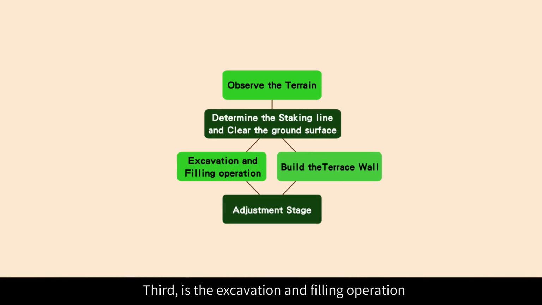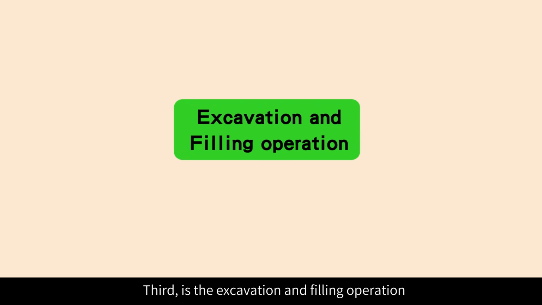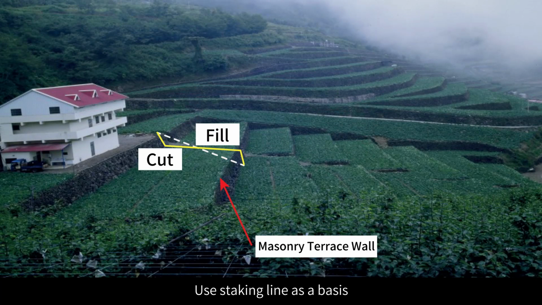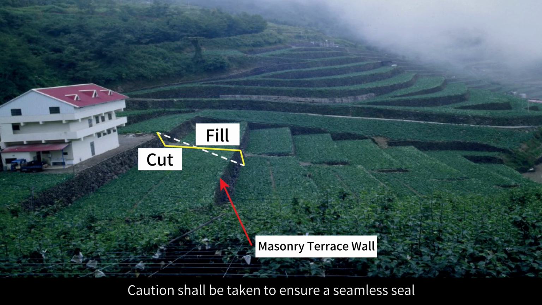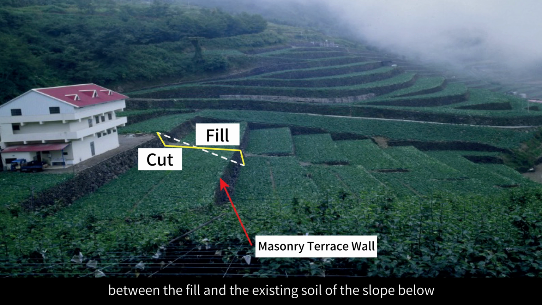Third is the excavation and filling operation. Use the staking line as a basis to cut the slope above to form a cut slope. Move the excavated soil below the staking line to form a filled slope. Caution shall be taken to ensure a seamless seal between the fill and the existing soil of the slope below.